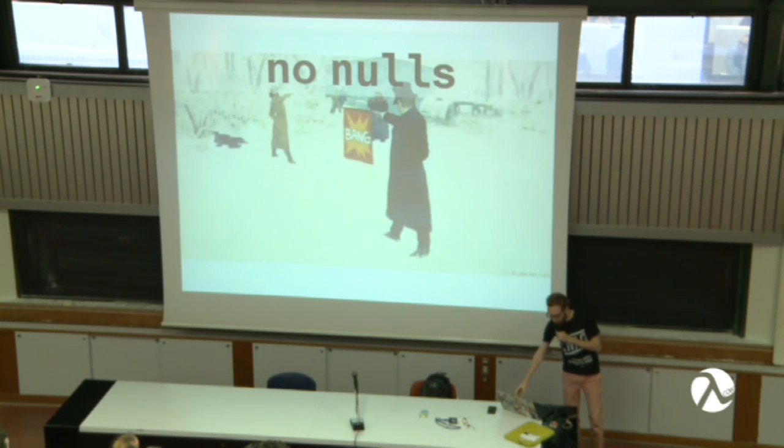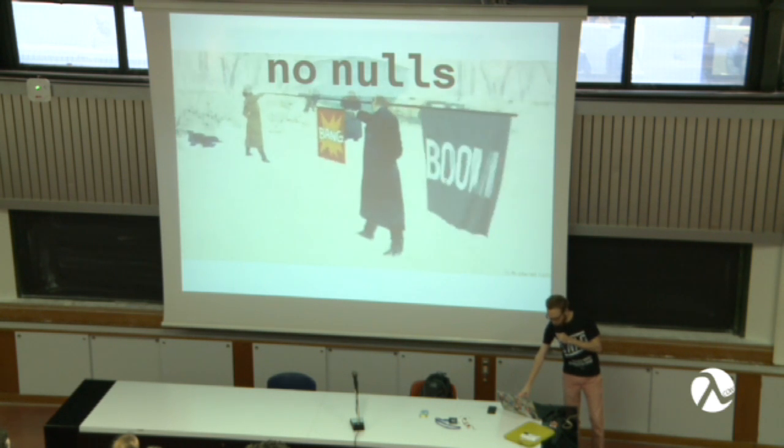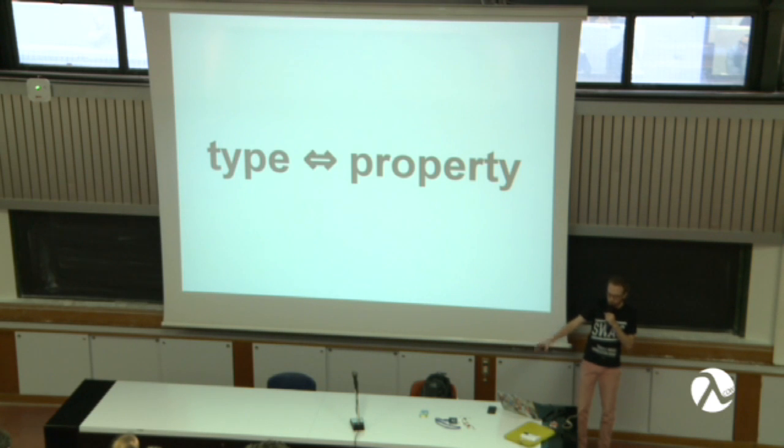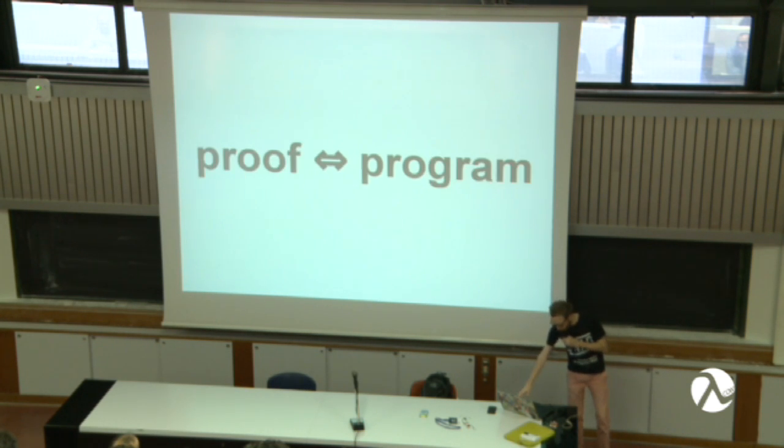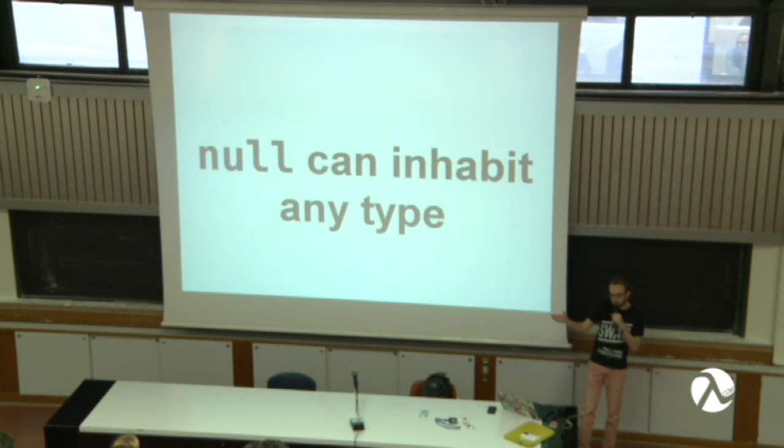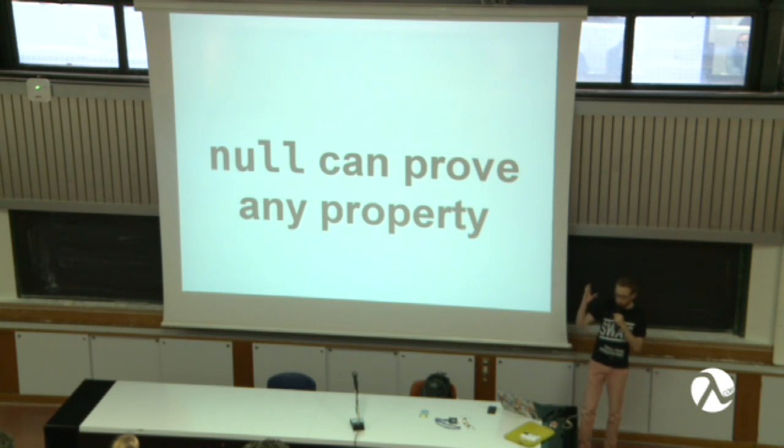But avoiding null is not just about avoiding null pointer exceptions. If we go back to our equivalence between proofs and programs, a property is like a type, a proof is like a program, okay? Then we have null, which is a value that can inhabit any type. Any type you have, you put null and it will go. So if we translate it into proofs and properties, we have null, which is a proof that can prove any property. And by definition, a logical system where you can prove any property is an inconsistent logical system, and it's useless.